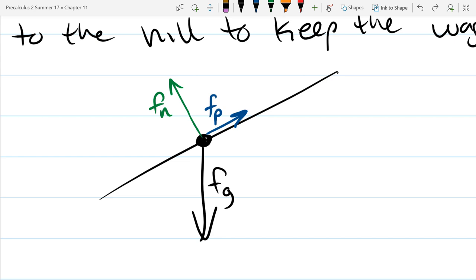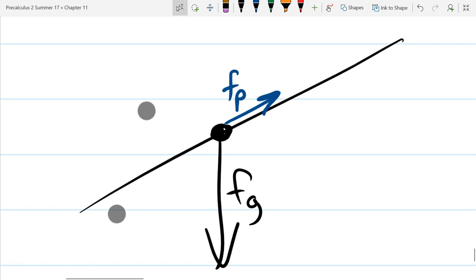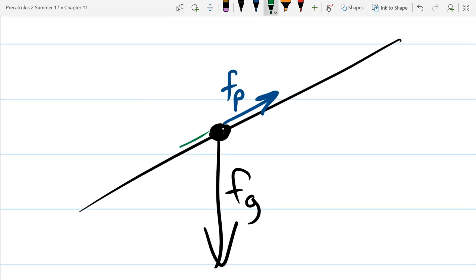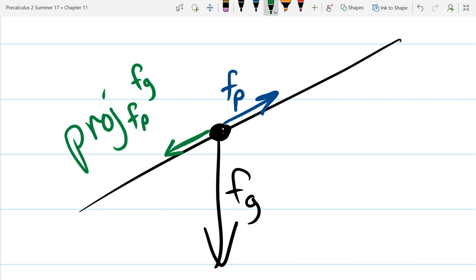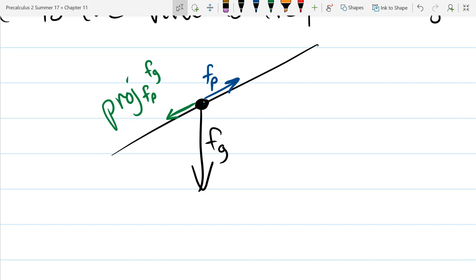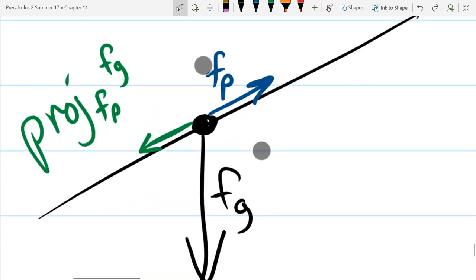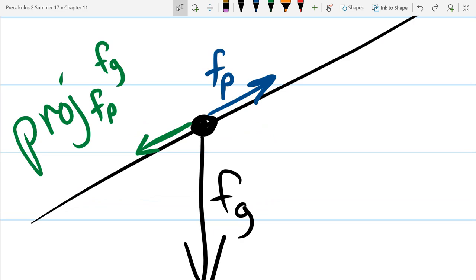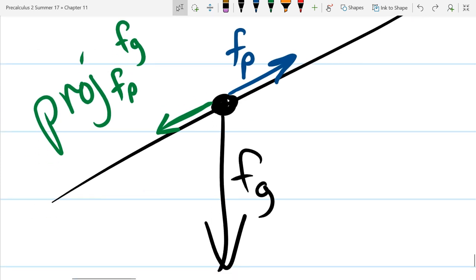What we're going to do instead is ignore the normal force, and I'm going to project gravity in the direction of the hill. So we're going to figure out what this vector right here is. This will be the projection of the gravity force, Fg, onto Fp. So we're going to compute this projection, and then all we're going to do is look at the magnitude of this force. And the magnitude better be the same as the magnitude of this force. So whatever the magnitude of the green vector is, it will be the same magnitude of the force going in the uphill direction. So we're going to figure out how much gravity is pulling in the downhill direction.